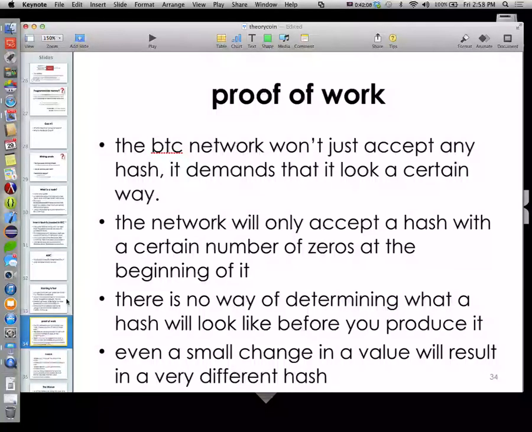So, like I said, there's no way of determining what a hash will look like before you produce it. Even a very small change in the initial value, when you hash it, will give you a completely different answer. It's not like the answer just changes by one character. They will likely look like they have nothing in common, the guess.